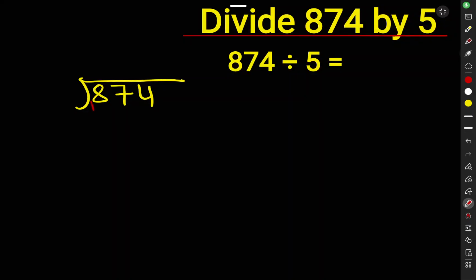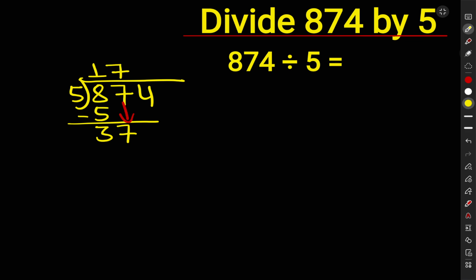We divide 874 by 5 in long division method. 5 times 1 is 5. On subtracting we get 3. So now we put down this 7 and it is 37.